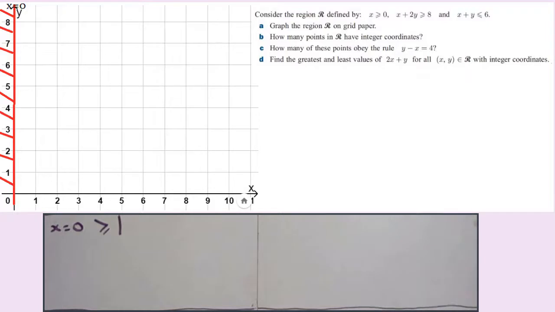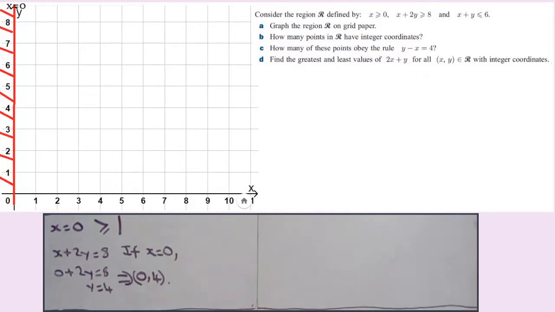Okay, so the next line is a little bit more complicated. X plus 2y is greater than or equal to 8, so we need to consider x plus 2y equals 8. And yes, because it's quite a simple one, you could potentially put it in y equals mx plus c form, but I still think it's easier just to think about these axes intercepts. So if x equals 0, we're going to have 0 plus 2y equals 8. 2y equals 8, so y equals 4. So that means that 0, 4 is a point.